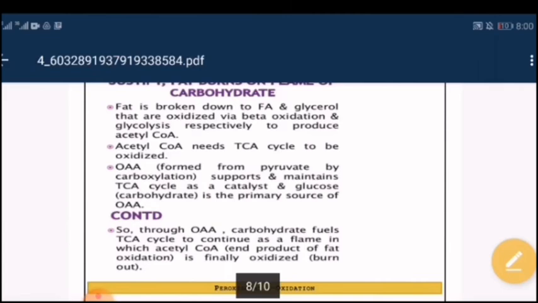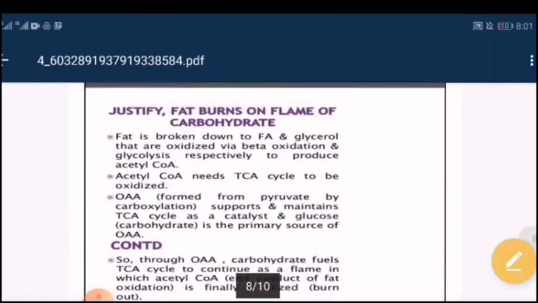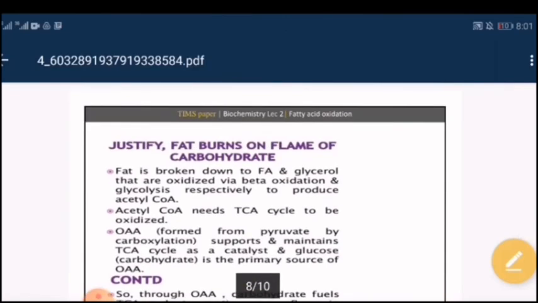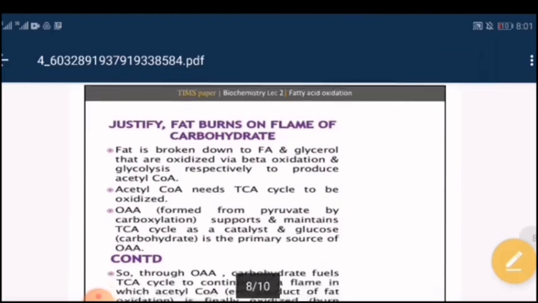So as soon as glucose is there, fatty acid breakdown or fat breakdown would be continued and maintained. This is what "fat burns on the flame of carbohydrate" means.